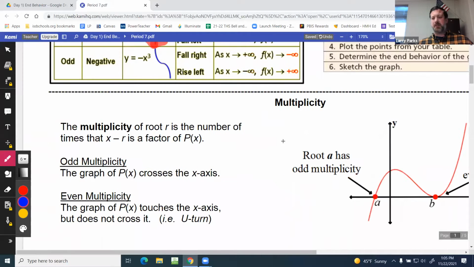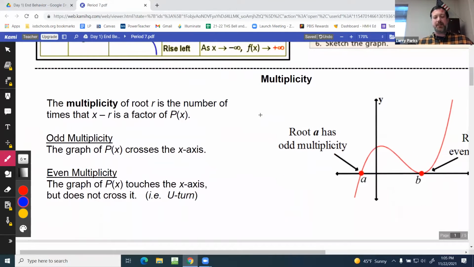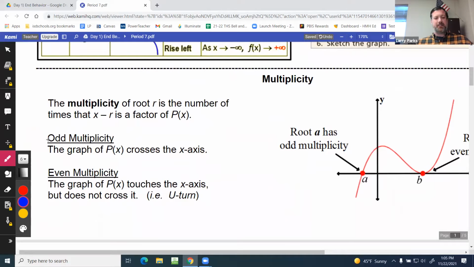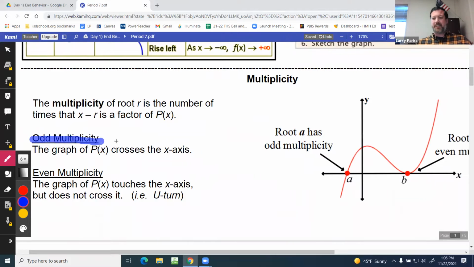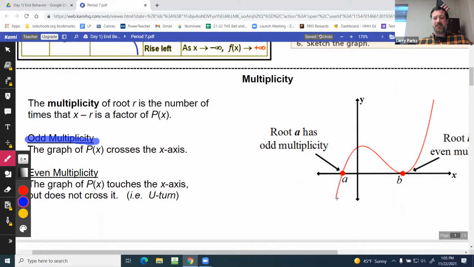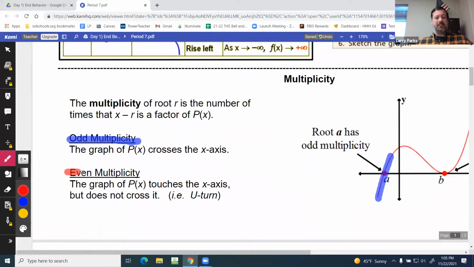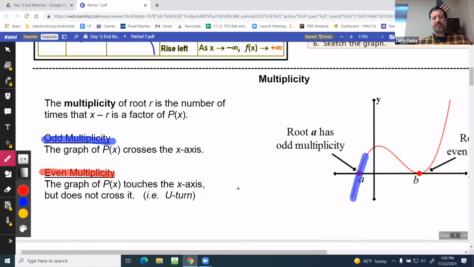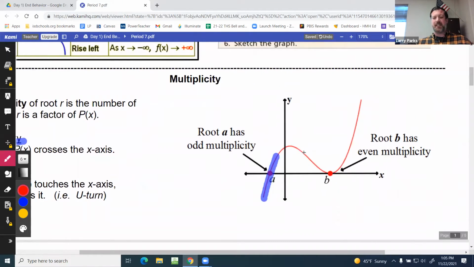Now we have something called multiplicity. The big thing to get here is if you have odd multiplicity, like 1, 3, 5, 7, it goes through the graph. And if you have even multiplicity, it touches the x-axis but doesn't cross it. So here's an example of an even multiplicity. What do I mean by even? That'd be 2, 4, 6, 8. What do I mean by odd?